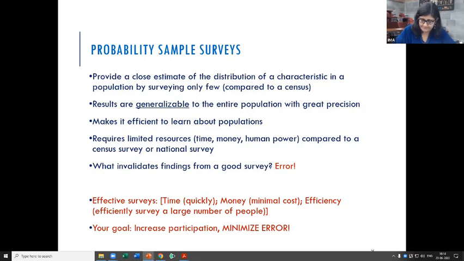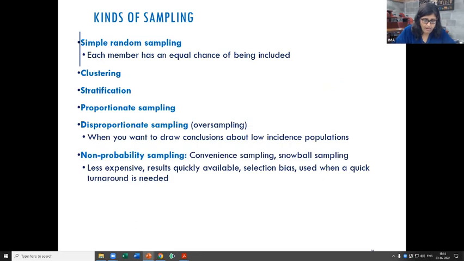Make sense? Okay. So for probability sampling, you can have simple random sampling. Let's say in this ISM, there are 10,000 people. You do a simple random sampling, and random doesn't mean what we understand by random, that picking up anyone you want.